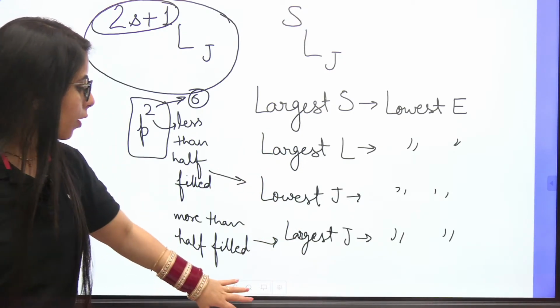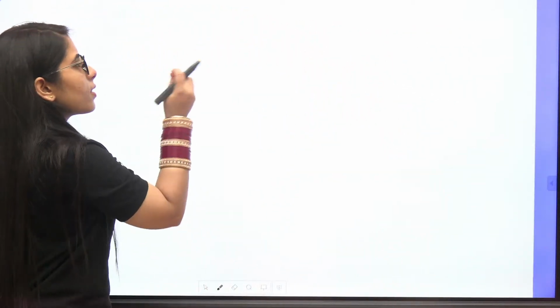Now, once you know about it, the next thing is what exactly the trick is to find the ground state spectroscopic term. Let's come to that part. Basically, let's say there is an element, there is a term, there is some notation given to us, and we need to write the spectroscopic term notation for that.